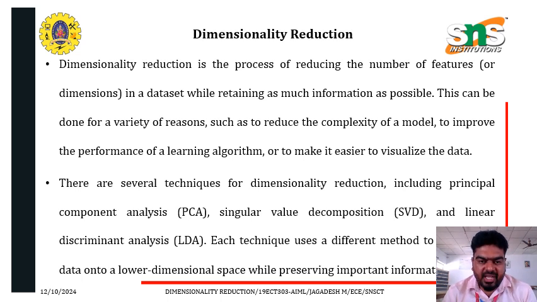So, dimensionality reduction. It is a process of reducing the number of features or dimensions in a data set while retaining as much information as possible. This can be done for a variety of reasons, such as to reduce the complexity of a model, to improve the performance of a learning algorithm, or to make it easier to visualize the data. There are several techniques for dimensionality reduction, including principal component analysis, that is PCA, singular value decomposition, that is SVD, and linear discriminant analysis, LDA. Each technique uses a different method to project the data onto a lower dimensional space while preserving the important information.